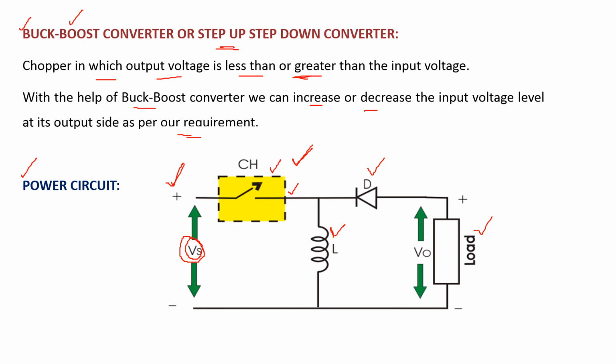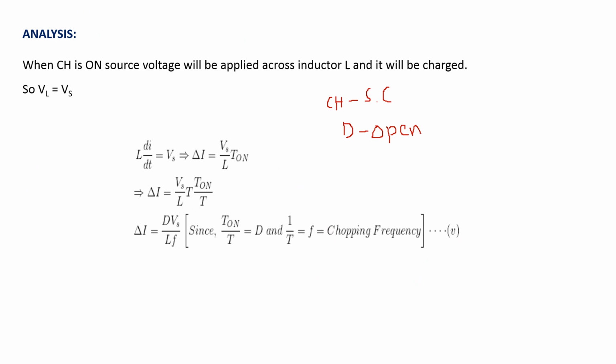Now we are going to discuss the working of the buck boost chopper. Okay, in this also, the analysis is going to be explained in two operating modes. Okay, the first operating mode is when the chopper is in on state, and the second operating mode is when the chopper is in off state. Okay, coming to the first case, that is, the chopper is in on state.